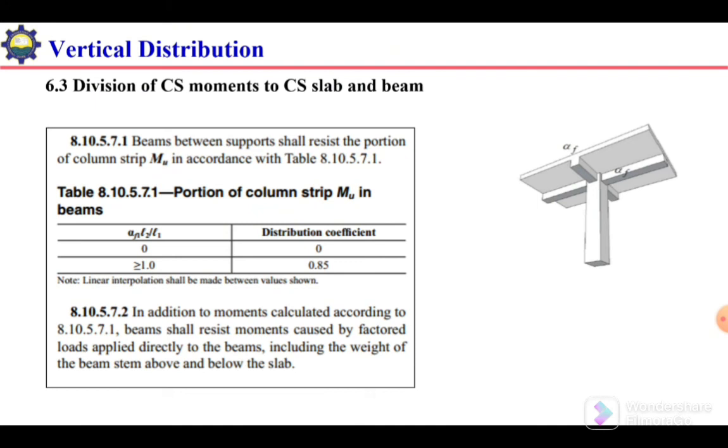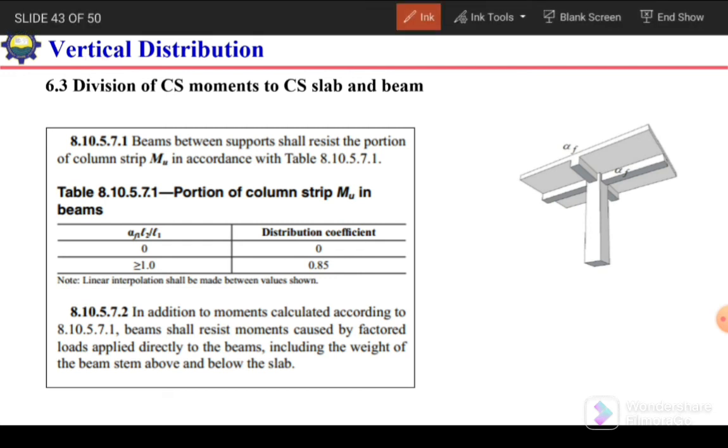Okay, next is vertical distribution. In vertical distribution, we divide the column strip moment to the column strip slab and beam. So actually this is the total column strip, and we have calculated the total moment for this portion, which includes the beam as well as the slab. So we have to separate the proportion of beam and slab.